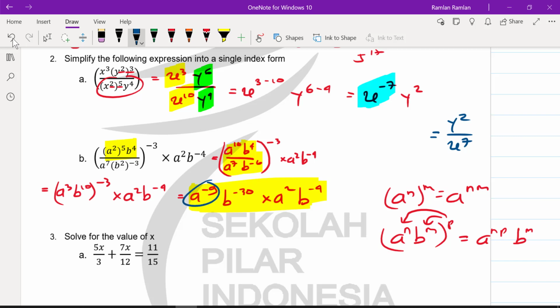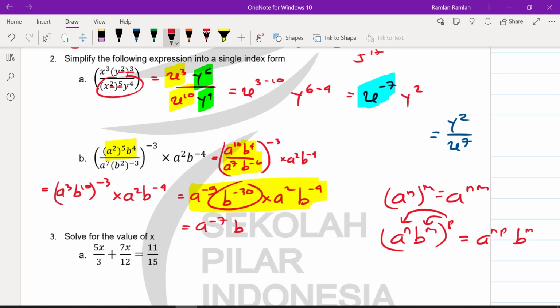So in here, we have a to the power of -9 times a to the power of 2. Which means that we only need to add -9 with 2, and there will be just -7. So for the first one, there will be a to the power of -7, yeah? -9 plus 2 is -7.